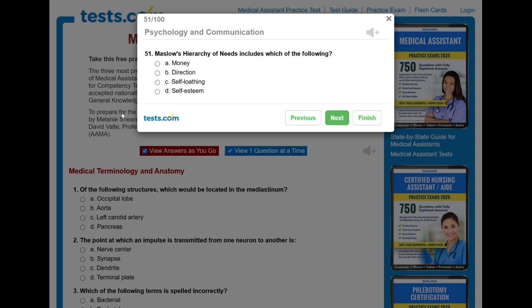Question 51. Maslow's hierarchy of needs includes which of the following? A. Money. B. Direction. C. Self-loathing. D. Self-esteem.